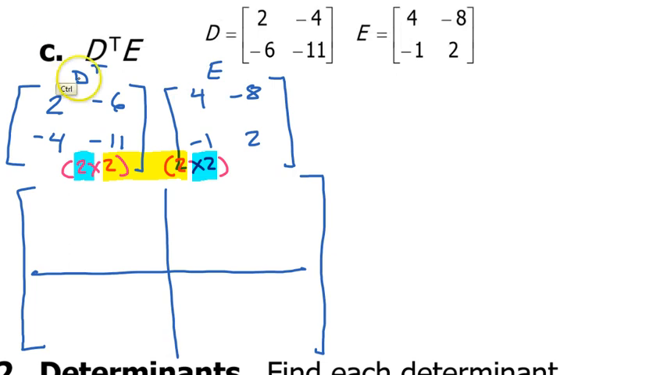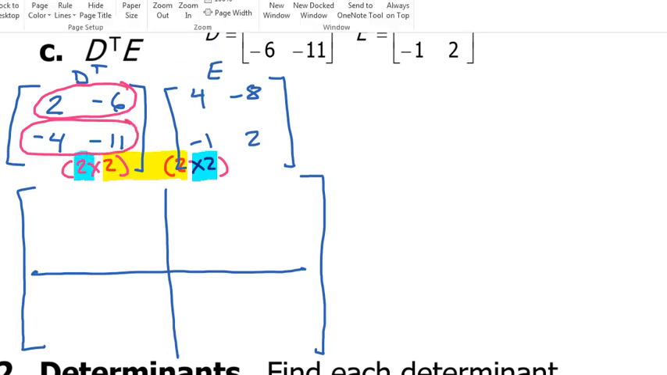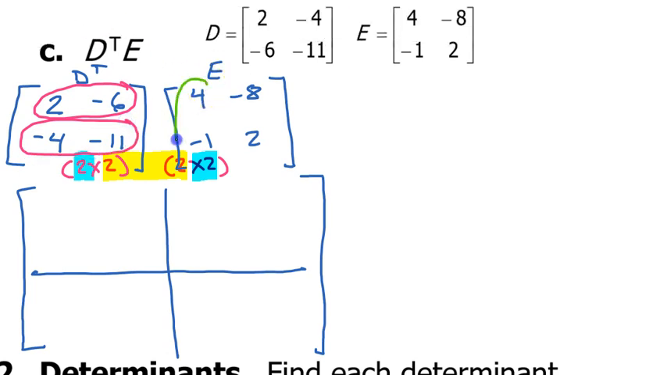All right, as we've done on previous problems, the rows will come from the first matrix, and the columns will come from the second matrix. So row 1 goes in row 1. So that's why I'm going to put 2, -6, 2, -6. Row 2 goes in row 2. So that's why I will put -4, -11, -4, -11.